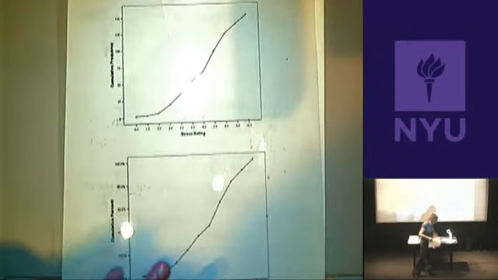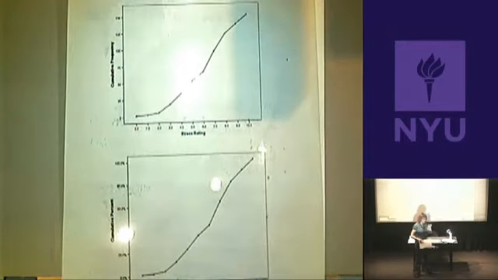Here's another type of graph. And this is how we graph cumulative frequencies. These are called ogives.